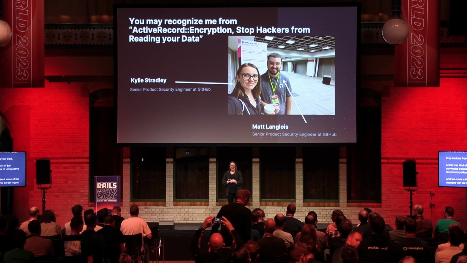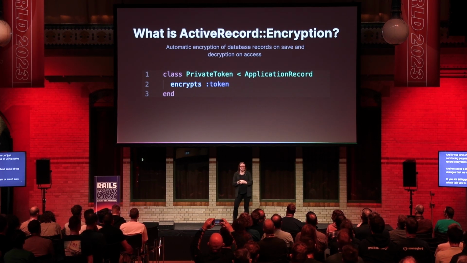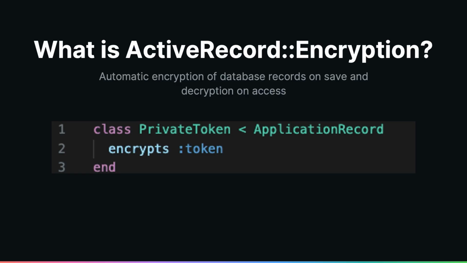If you are jet-lagged, like I am, or aren't sure which talk you are in, we can just do a quick refresh of ActiveRecord encryption so you can be certain you want to be here for the next 30 minutes. It's this really lovely API that we get for free from Rails, right? It provides automatic encryption of database records and plaintext access when you need it.